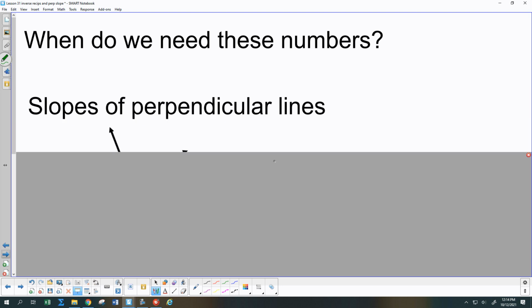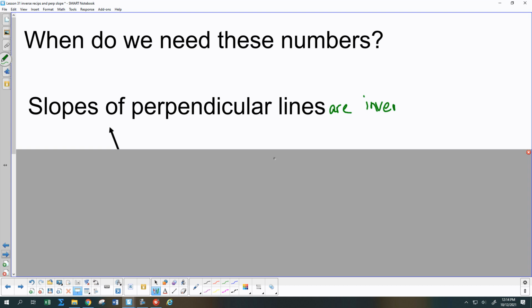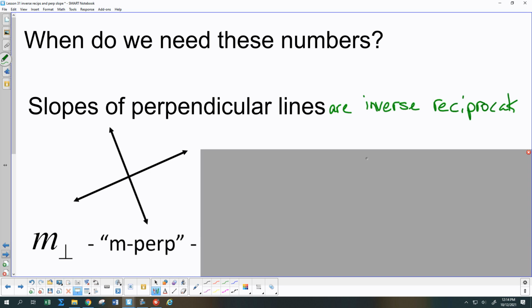Perpendicular slopes. Exactly right. So, perpendicular slopes are inverse reciprocals or negative reciprocals. Now, help me remember, what does perpendicular mean? What kind of lines are we talking about? Haley? Lines that cross at 90 degrees. Okay, lines that cross at 90 degrees.